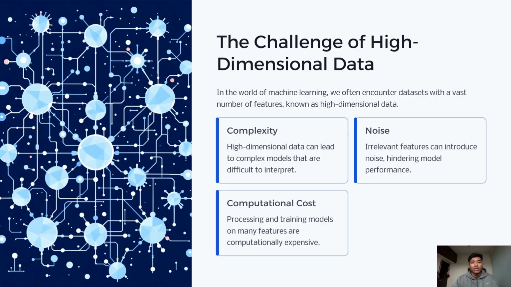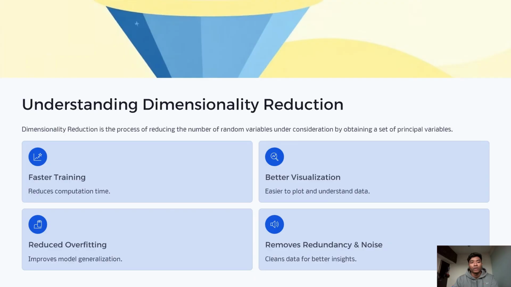Let's understand dimensionality reduction. Dimensionality reduction simply means reducing the number of features while still keeping the important information. When we do this, training becomes faster, overfitting reduces, data becomes easier to visualize, and the model focuses only on what truly matters. So overall, it cleans data and improves performance.